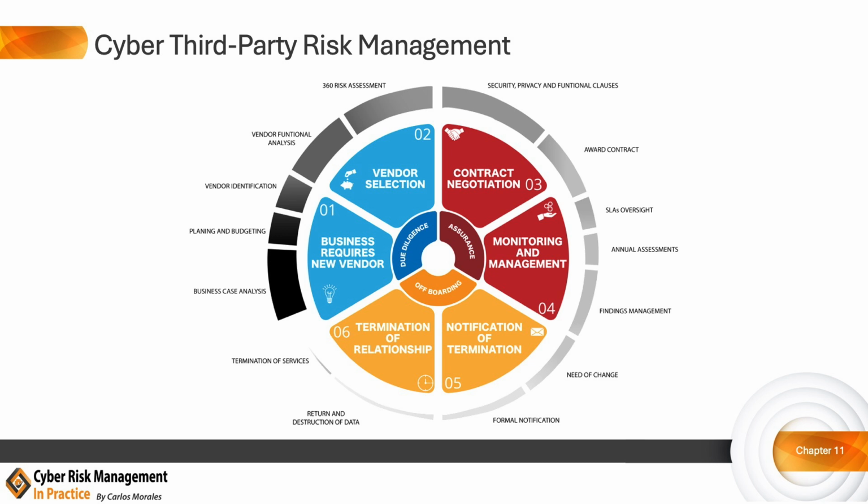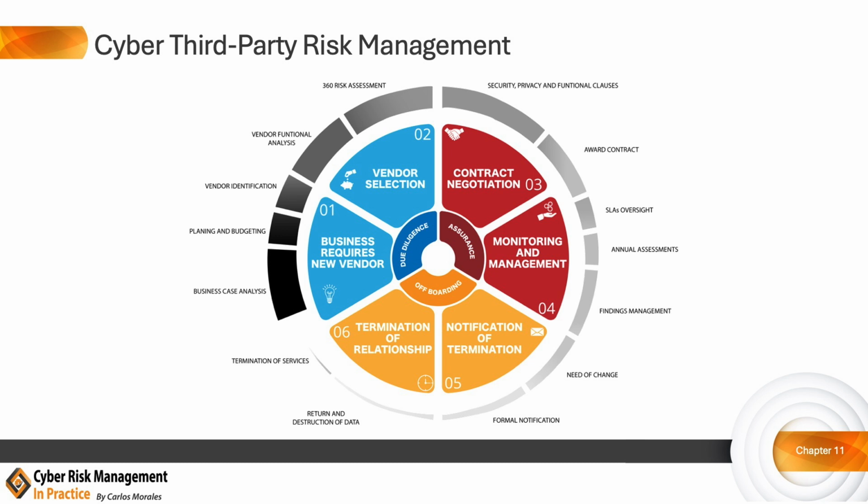Continuous alignment. Assurance isn't just about avoiding surprises. It's about keeping the relationship healthy. That means regular communication, check-ins, and a shared understanding of goals. If their environment changes, or yours does, the risk picture shifts, and you need a way to realign expectations quickly.